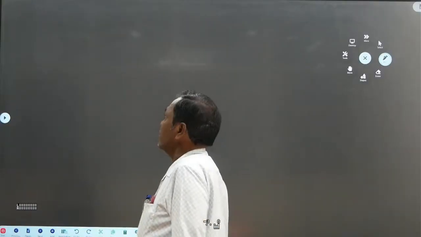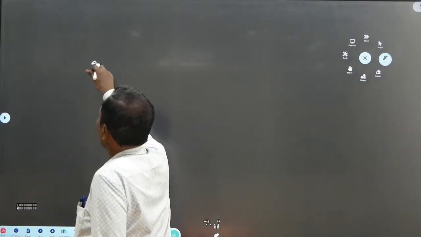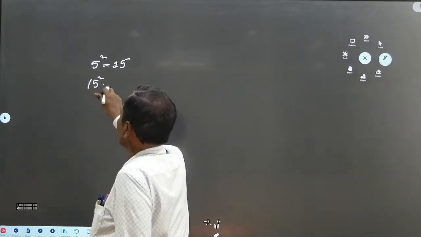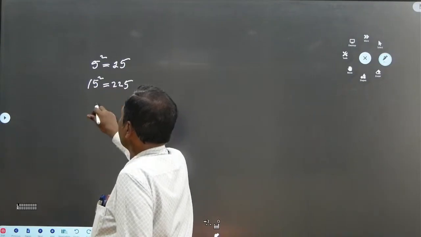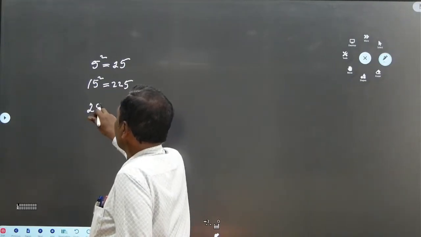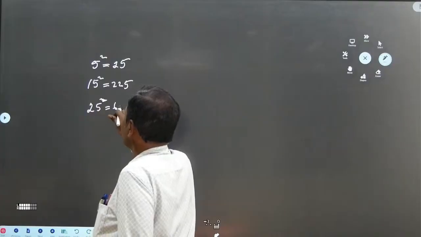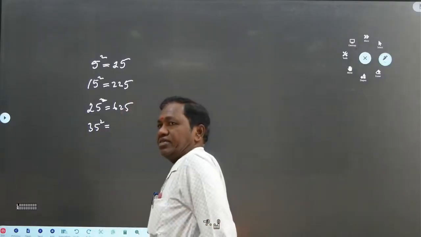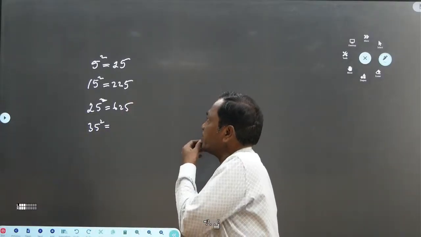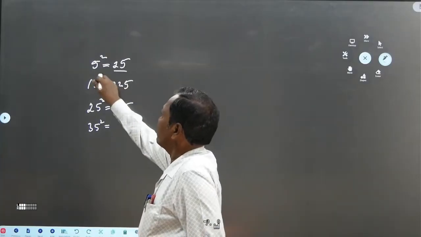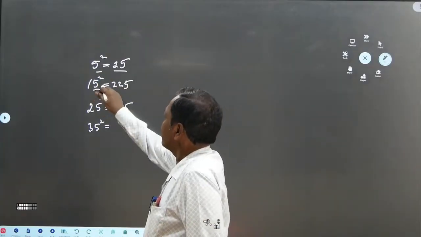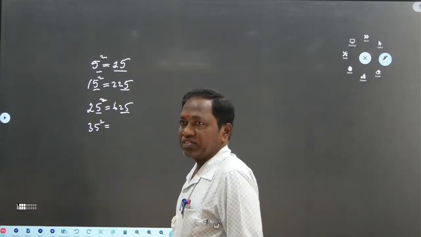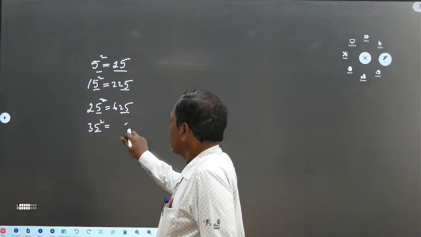And now we can see 5 square. 5 square is what? 25, we know. 15 square, 225, also we know. And 25 square, what is the value of 25 square? 625. And 35 square, we find very difficult. What is our observation over here? 5 square, the last 2 digits are 25. Here too the last 2 digits are 25, and here you can take 25 as well.